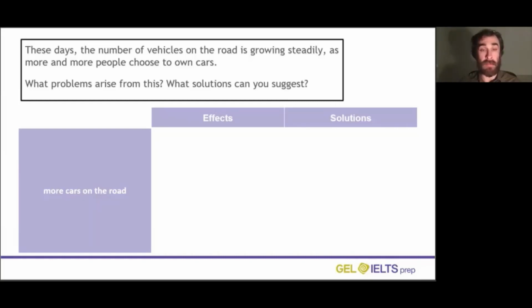First, let's brainstorm some effects. Of course, the first thing I think of is the environmental argument. More cars on the road means more air pollution, more emissions. This is a great topic because I can link it to lots of environmental language like global warming, climate change, greenhouse gases, things like that. For my next point, I'm going to talk about a different topic, health and fitness. If people have more cars, then they're going to be walking less. So the topics here are going to show my range of vocabulary.